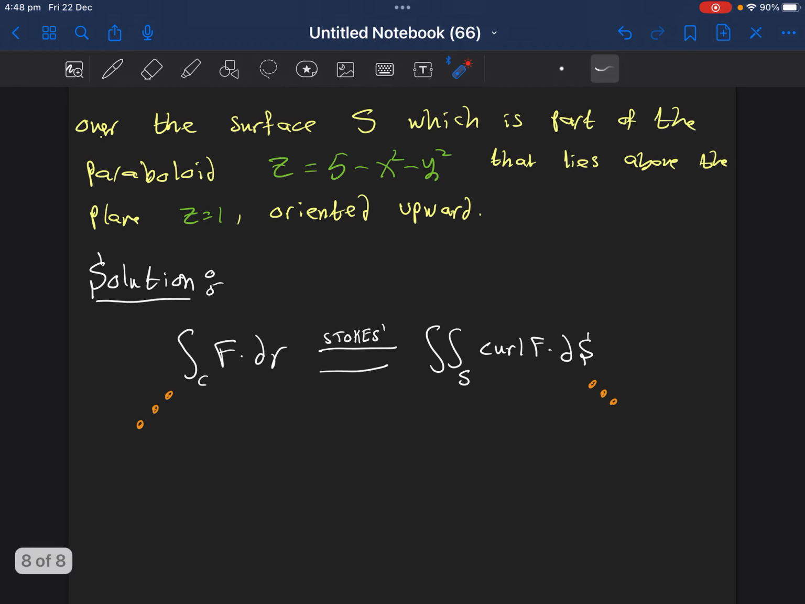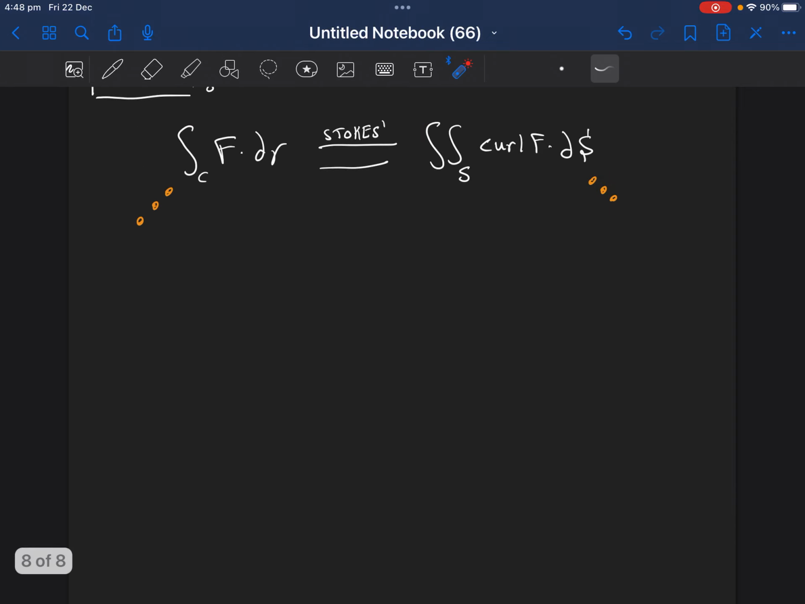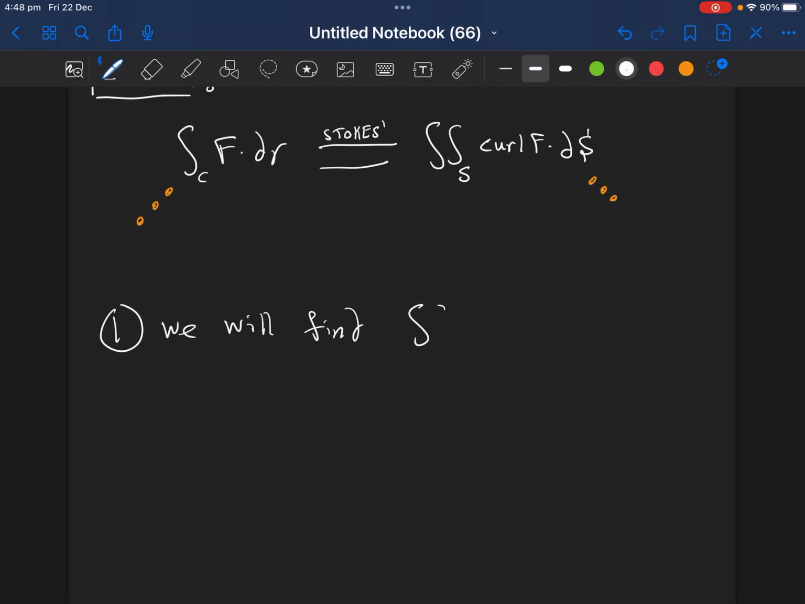Because we just finished part 2 and I assume you just finished watching part 2, I would suggest that we start with the double integral. So number 1, we will find this integral of curl F dot dS.